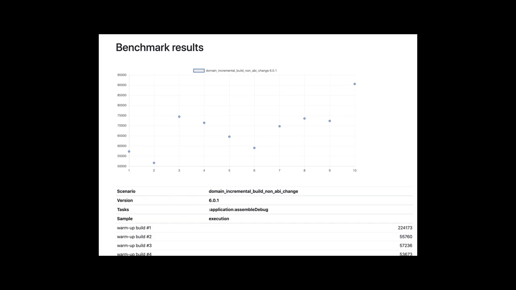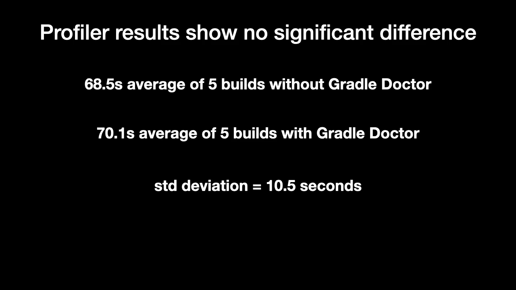listener. So yeah, in this case, I ran the benchmark. It'll give you the mean, standard deviation, confidence interval after running the build a bunch of times. And in this case, it was about 68.5 seconds without the Gradle Doctor and 70.1 seconds on an average of 5. That should say 10 builds with the Gradle Doctor, and the standard deviation was 10 seconds. So I concluded that there's no significant difference in the impact on the Gradle build.